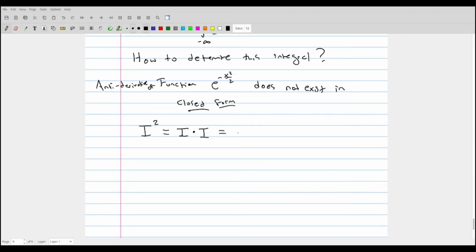So I squared is equal to I times I, where I is the integral from negative infinity to infinity of e to the negative x squared over 2 times the integral from negative infinity to infinity. And I'm going to use a different variable for this second integral because it's a separate integral. You can use any variable you want because it's a dummy variable. So I squared is just the product of two single variable integrals.